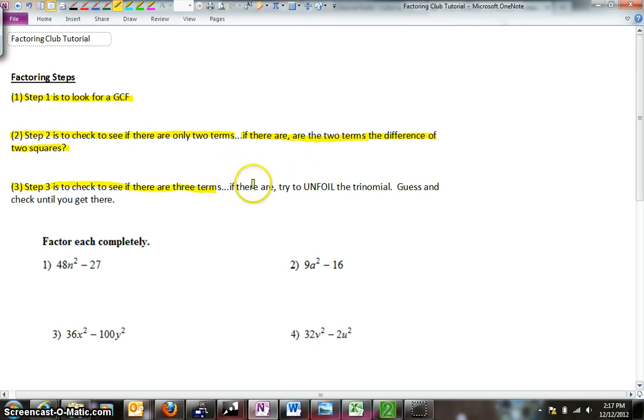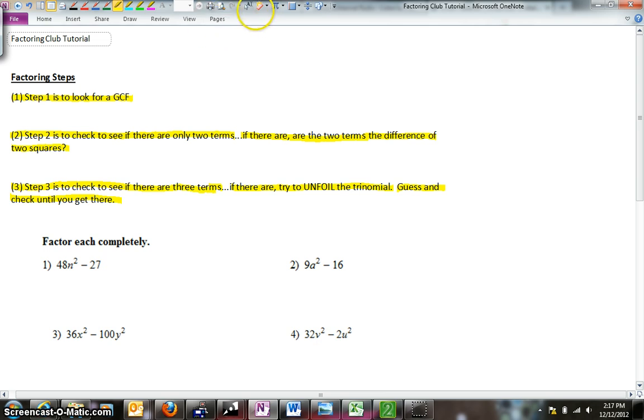3. And if there are three terms, then you try to unfoil the trinomial. What I do is I guess and check until I get there. So I just create the two parentheses and keep plugging numbers in that make sense until it foils exactly to the trinomial that I had. Now, there are some systems that some of you have, and if you need consultation on that, let me know. But if you don't have a good system, then I just do guess and check by putting the two binomials together, and foiling until I get the right one.